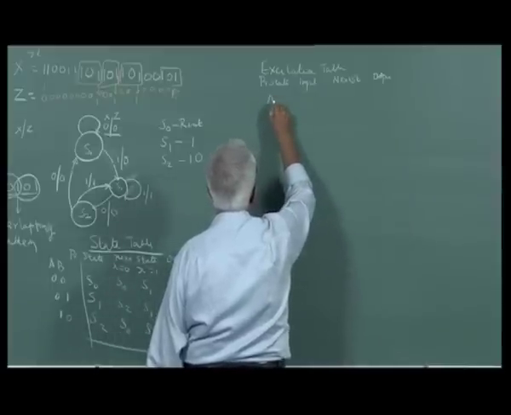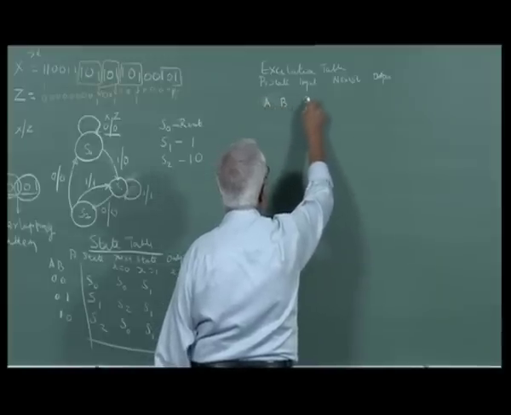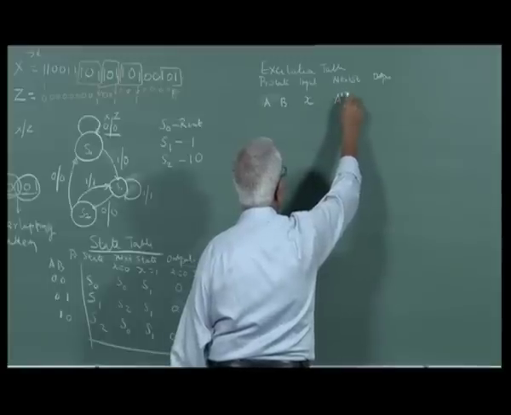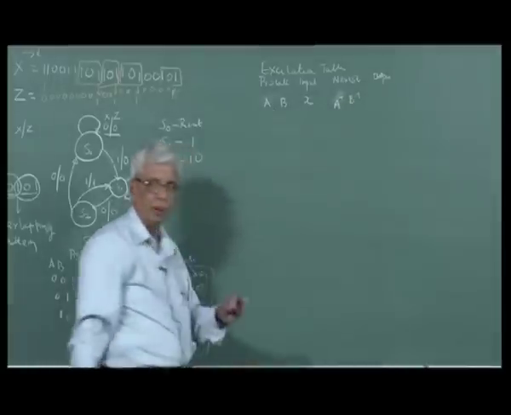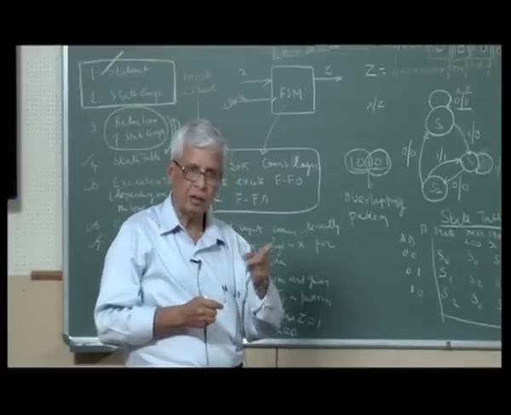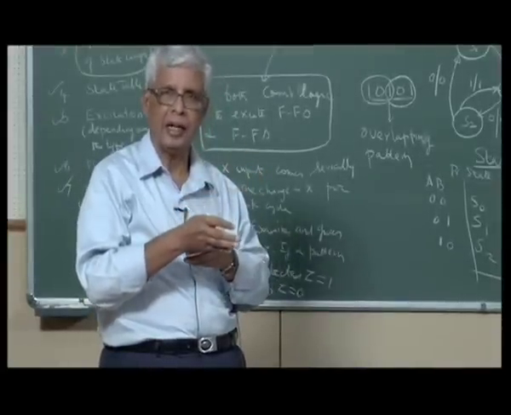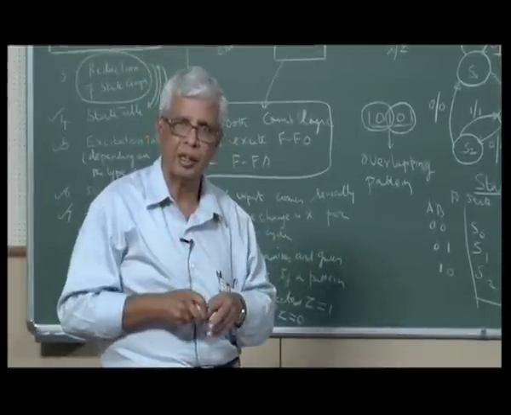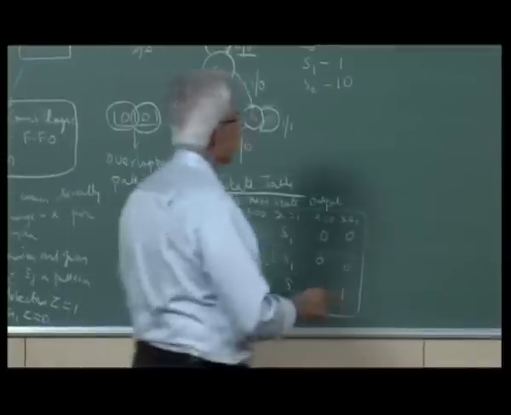This is AB, input is X, next state is A plus B plus. I told you why we wrote A plus B plus: it is the same A and B, but to understand that it is the next state variable A and B rather than this state variable A and B, we put a plus. There is nothing like an A plus state. A goes to A plus, we say; otherwise A plus or B plus has no meaning. Now output is Z.